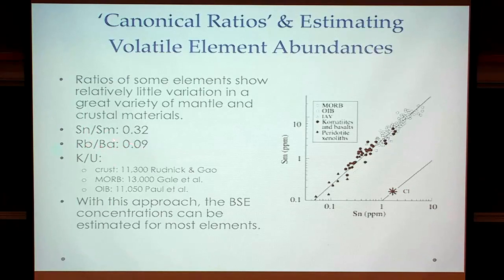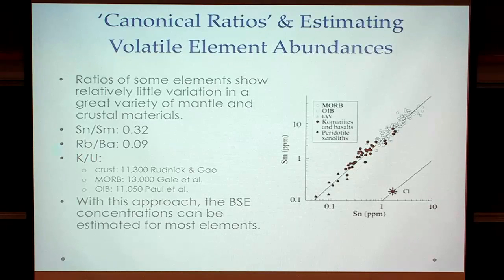The rubidium-barium ratio, Al Hofmann and I showed, is rather constant, about 0.09. Barium is a refractory lithophile; rubidium is a non-refractory, volatile lithophile element. And of great interest is the ratio of potassium to uranium, because potassium is the third heat-producing element.